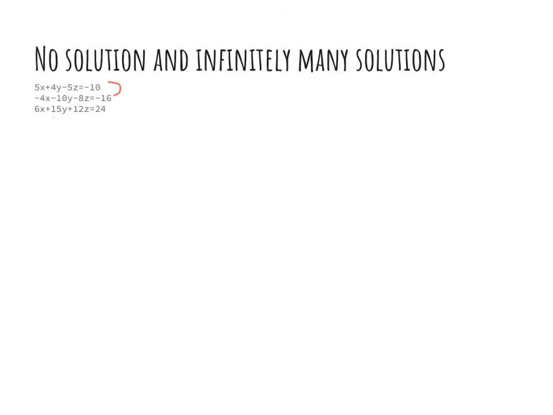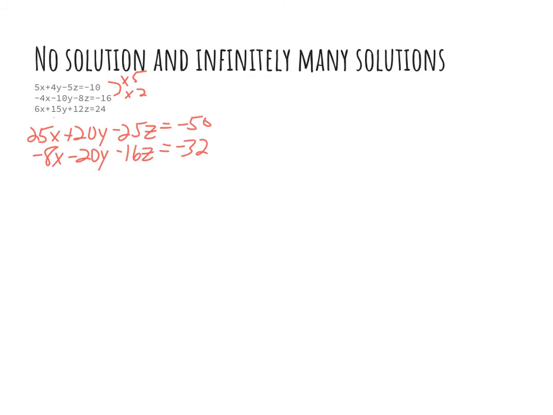We'll take these two first. We'll multiply the top by 5 and the bottom by 2, giving us 25x plus 20y minus 25z is equal to -50, and -8x minus 20y minus 16z is equal to -32. Signs are different, so I can go ahead and add these two together. 25 plus -8 gives me 17x. Y's go away. -25 plus -16 gives me -41z. -50 plus -32 gives me -82.